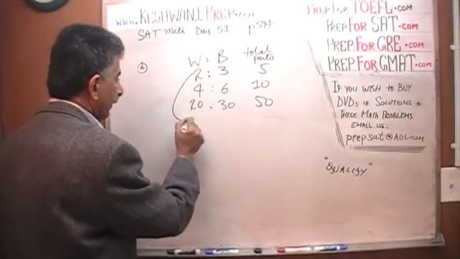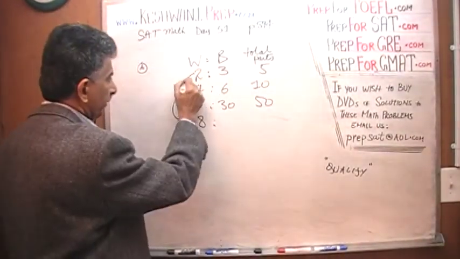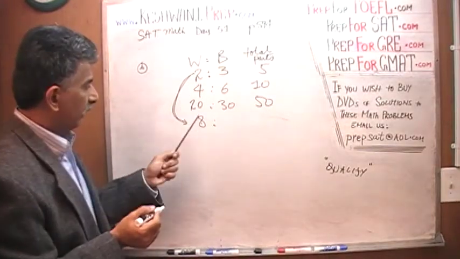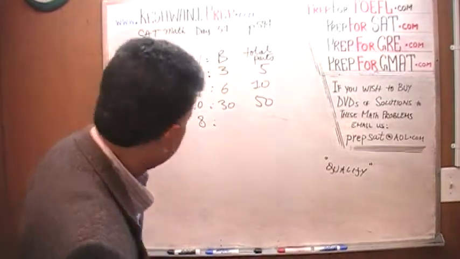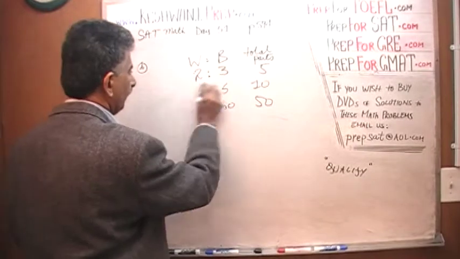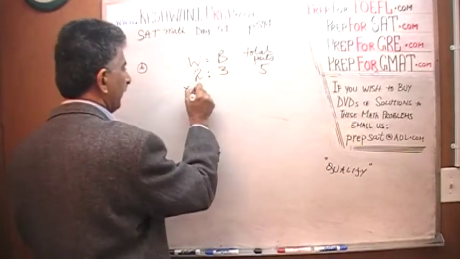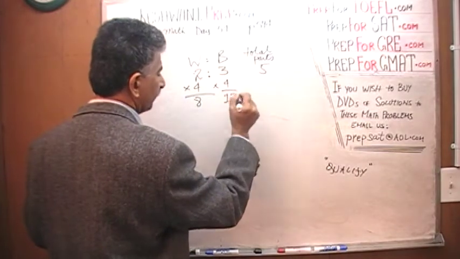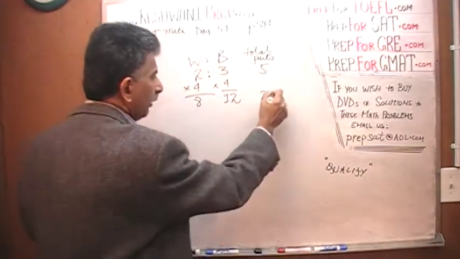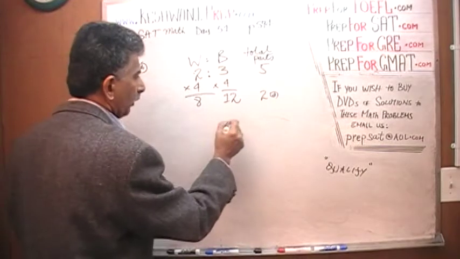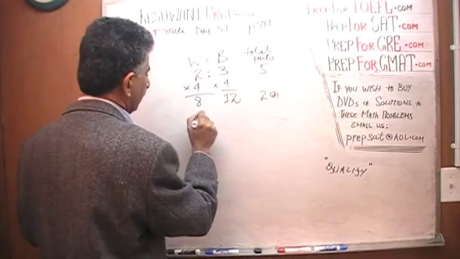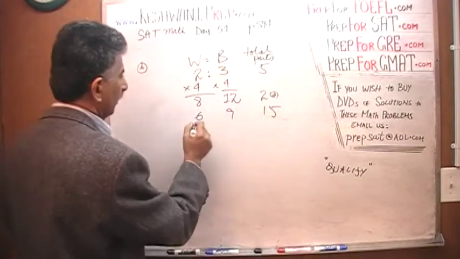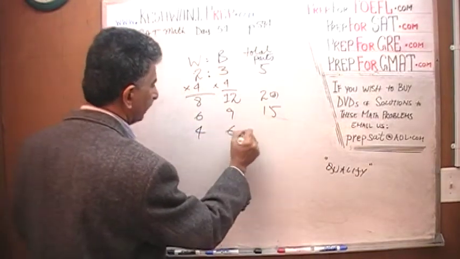We can have 8 of one kind. You see how I went from here to here, 8, which is 2 times 4 is 8. Since we multiply 2 by 4 to get 8, let's do it down here. We can multiply both of them by 4 and we can have 8 and 12, 8 plus 12 is 20, or we can have 6, and multiplied by 3 is 6 and 9, we can have 15, or we can have 4 and 6, we can have 10.